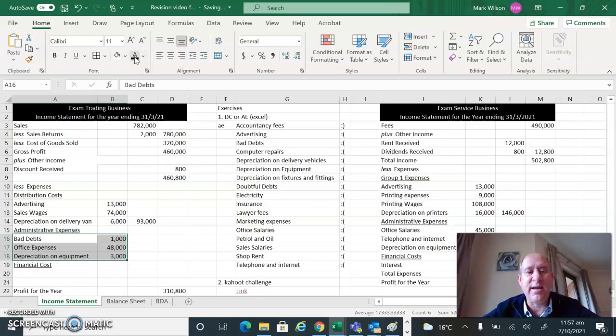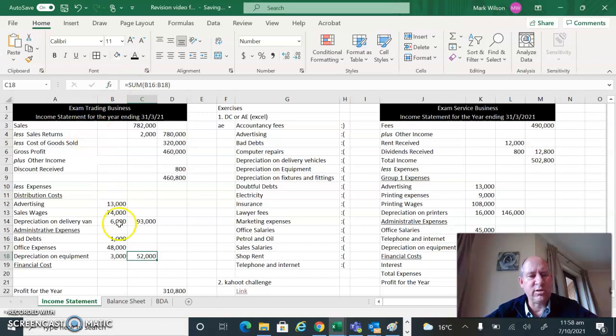I've got bad debts, doubtful debts of course could be there as well. Office expenses, so obviously anything to do with the office isn't related to the customer. And depreciation on equipment. Notice this didn't say shop equipment or delivery equipment, it was just equipment. Put those figures in and the total into the second column.